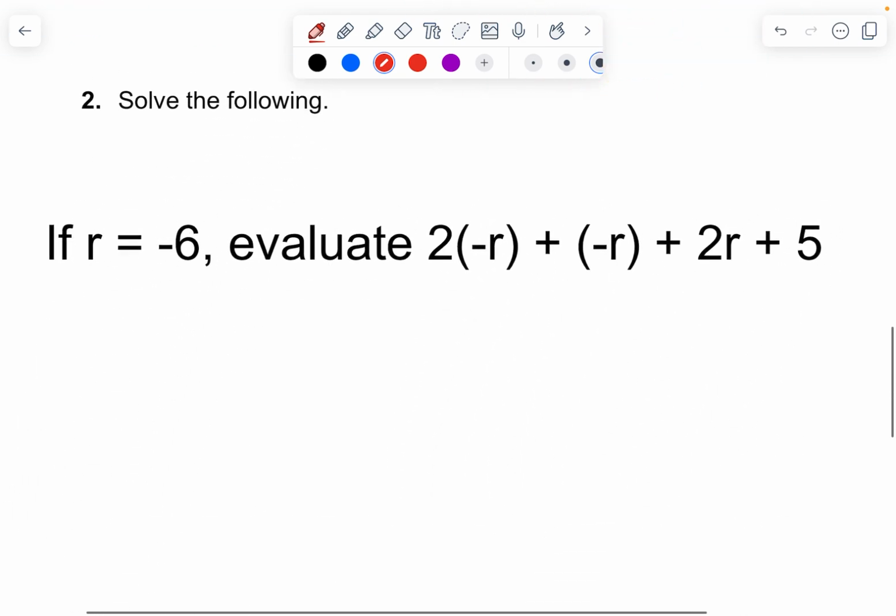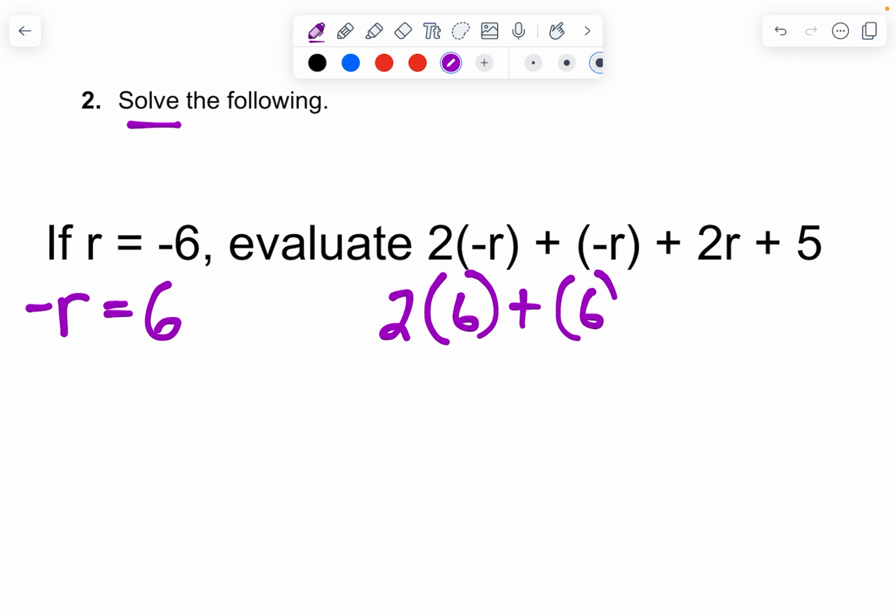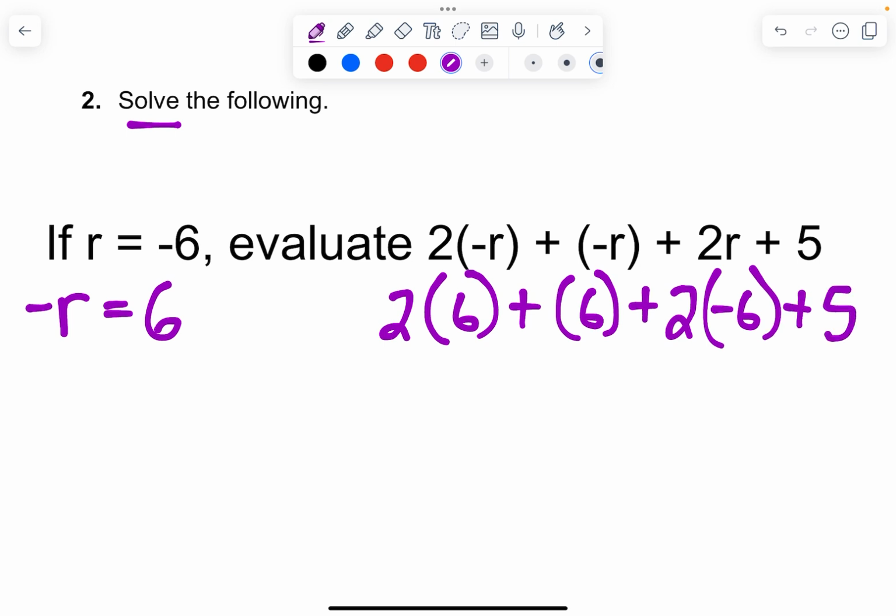Again, it says to solve the following. I've got r equals negative 6, so negative r is going to be a positive 6, because again, think of it as opposite. So I'm going to grab my 2 times negative r, which is positive 6, plus negative r, which is 6, plus 2 times r, which is negative 6, plus 5. Now what I'm going to do is multiply from left to right. So I've got 12.